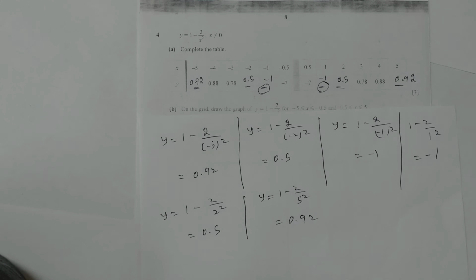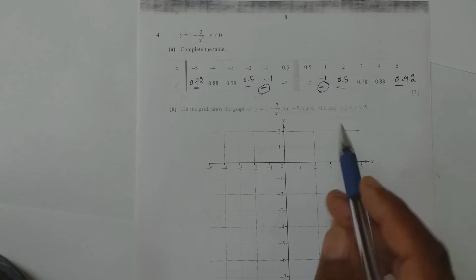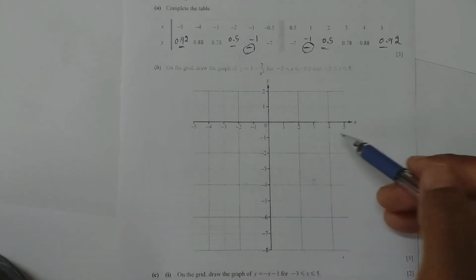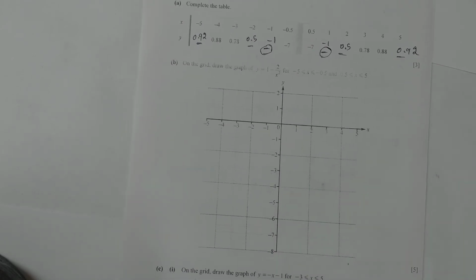Okay. Now, next, continue. On the grid, draw the graph. So you show all these points in this and you join the points with a free hand. Don't use a scale. Okay. Next one.